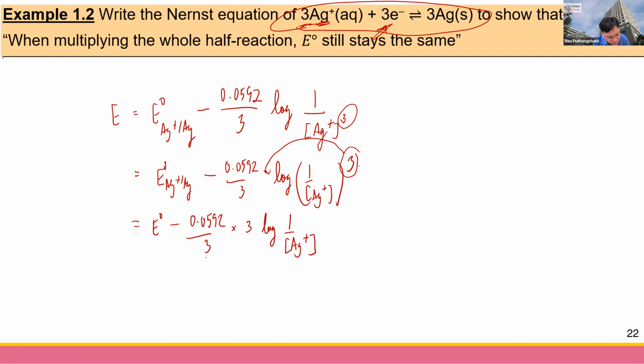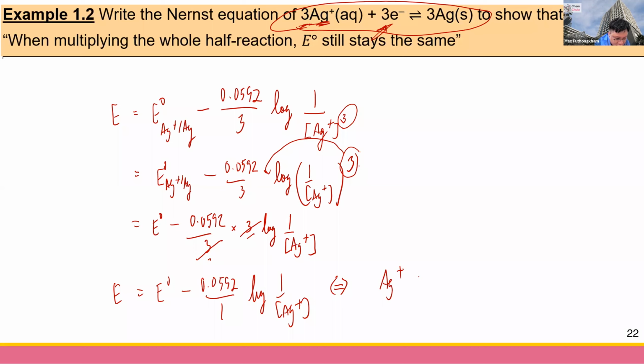But now you have 3 here and 3 here. We can just cancel each other. So you get E equal to E naught minus 0.0592 over 1, basically log of 1 over silver, which is the Nernst equation of silver plus electron giving silver solid. So this is what we wanted to show. This is all for this example. You use the properties of the logarithm to show this. Any question?